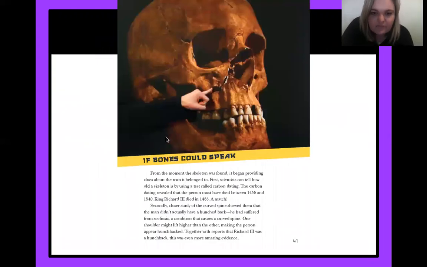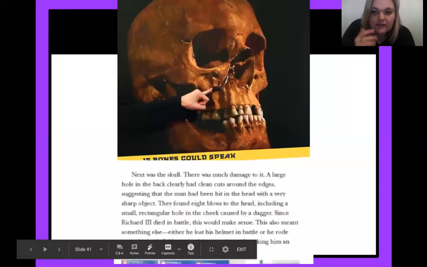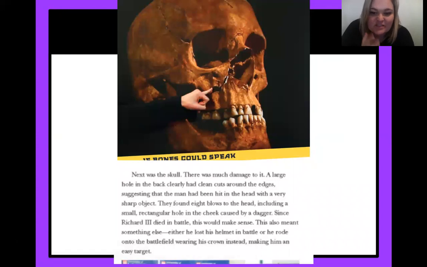It says, If Bones Could Speak. Next was the skull. There was much damage to it. A large hole in the back clearly had clean cuts around the edges, suggesting that the man had been hit in the head with a very sharp object. They found 8 blows to the head, including a small rectangular hole in the cheek caused by a dagger. Since Richard III died in battle, this would make sense.